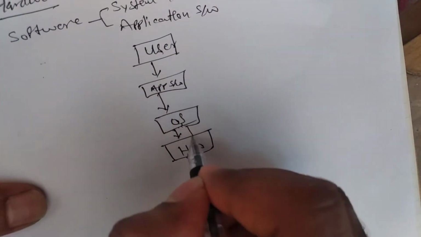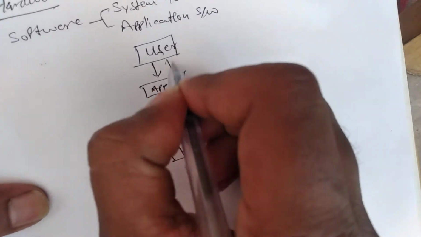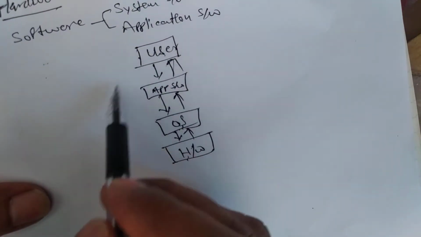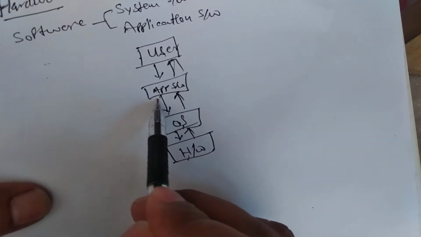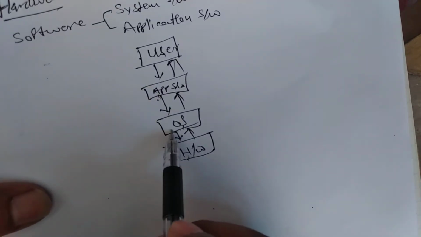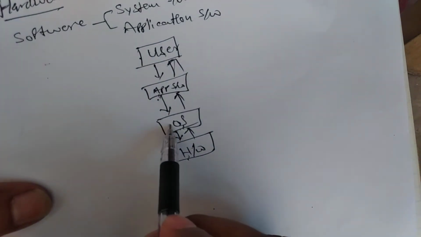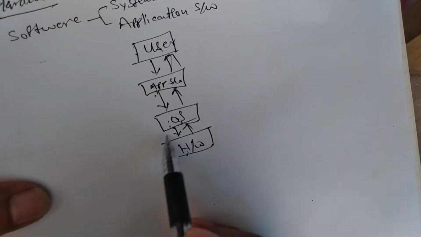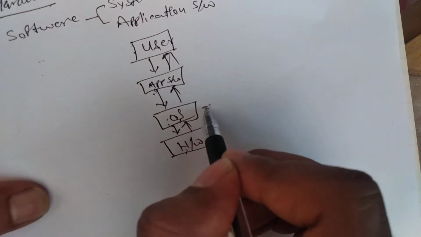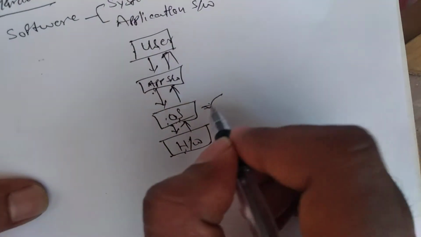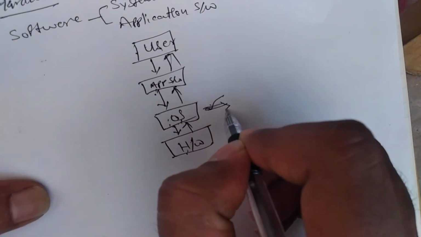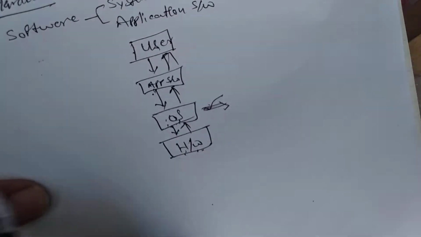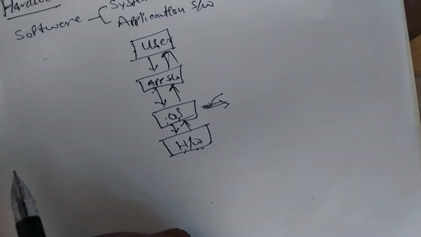Okay, it's vice versa. User can interact with the application software. Application software can interact with the operating system. Operating system can interact with the system hardware. Mainly this is one important layer. Without this operating system we cannot work with the computers, system hardware.